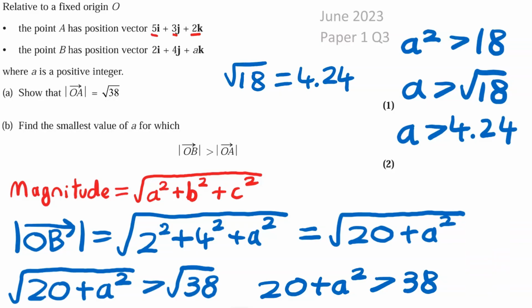Now the question is asking us to find the smallest value of a for which this inequality is true. An important piece of information here is that it tells us a is a positive integer. Remember, an integer is a whole number, so that means the answer can't be 4.24. It has to be a whole number. So as a has to be bigger than 4.24, we need to find the smallest whole number that is bigger than 4.24, which is 5. So the smallest value of a for which this inequality is true is when a is equal to 5.